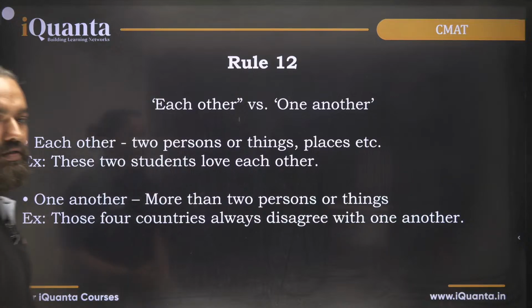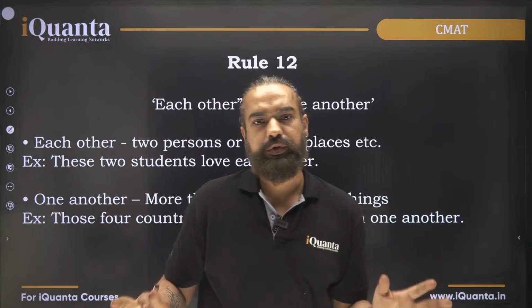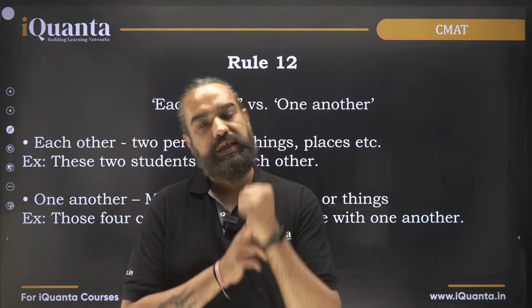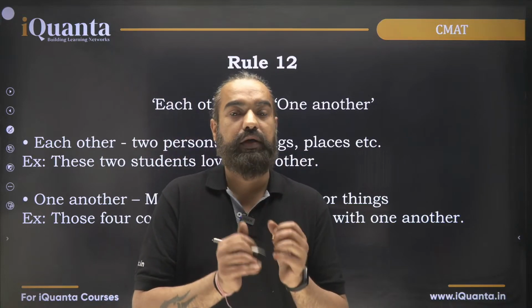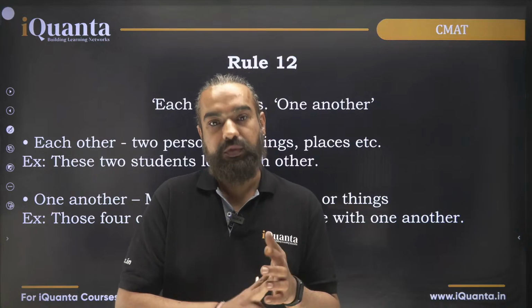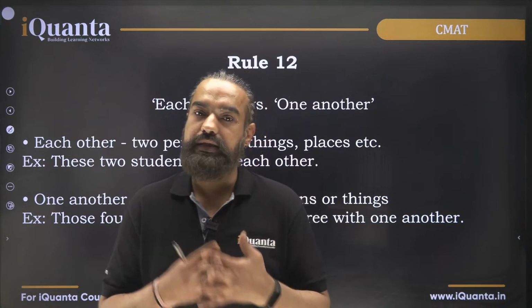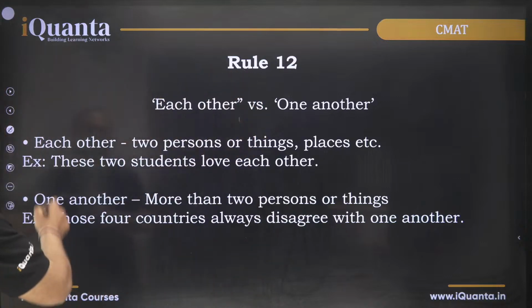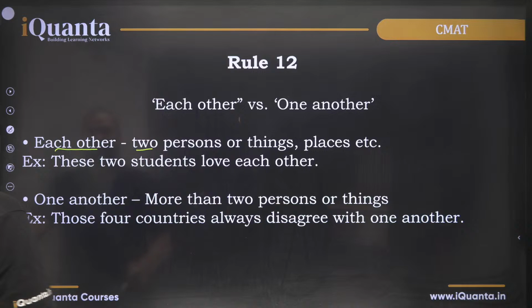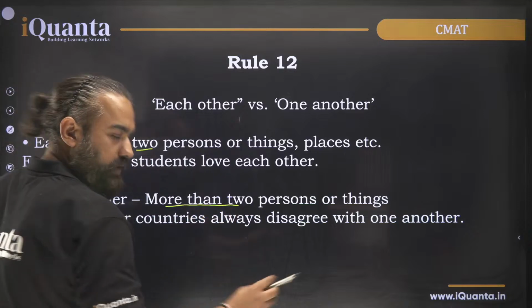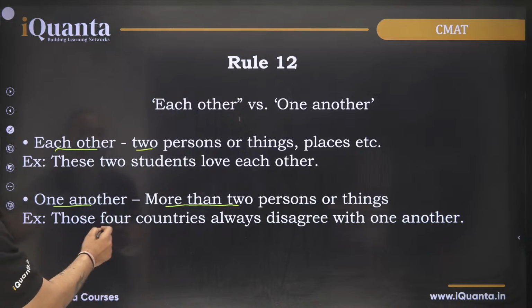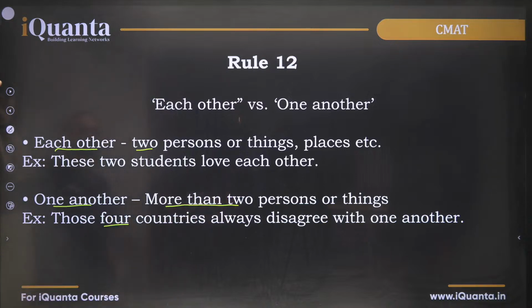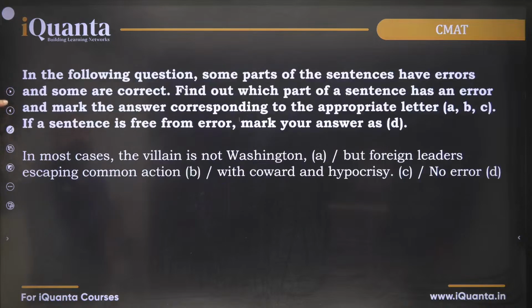Next we have each other versus one another. It's a very simple rule. If there are two things being spoken of, we use each other. If there are more than two things being spoken of, we use one another. Actually, this is the same rule as between and among. When we use between, it is for two people. For more than two people, it is among. Each other, two persons. These two students love each other. One another, more than two. 3, 4, 20, no matter what. Those four countries always disagree with one another because it's more than 2, we use one another.